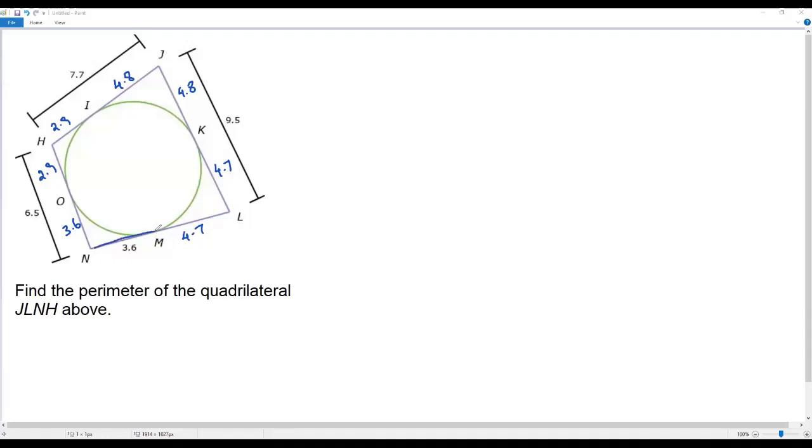The length of the part MN is 3.6. So to get the total length of LN, I have to add 3.6 and 4.7. When I add 3.6 and 4.7, I am getting 8.3. I got the length of the side LN of the quadrilateral, that is 8.3 units. Now I know the lengths of all the four sides of the quadrilateral, so I can find the perimeter. That is equal to adding the lengths of all the four sides: JL plus LN plus NH plus HJ.